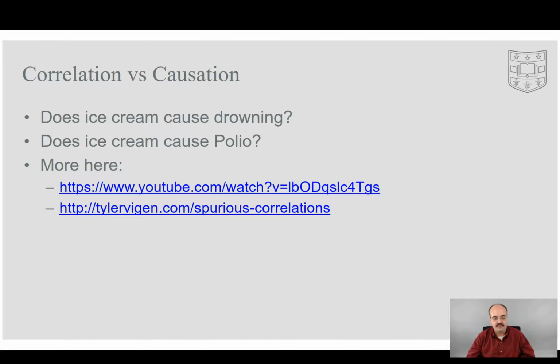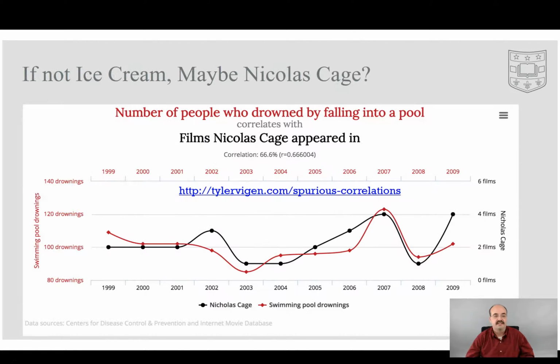ice cream versus drowning, ice cream versus polio, ice cream consumption goes up radically in the summer. So does drowning. So does polio. Polio goes up in the summer just due to the biological nature of the disease. Drowning goes up in the summer just because people are swimming more, so they're more likely to drown. So you need to be aware of what's called spurious correlations, and there's a number of these. Where the charts, if you look at them, it kind of makes sense. Maybe Nicolas Cage appearing in films actually causes drowning. If you look at those two charts, there does seem to be some correlation.